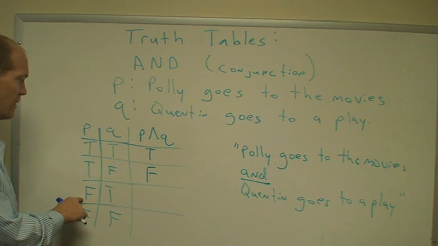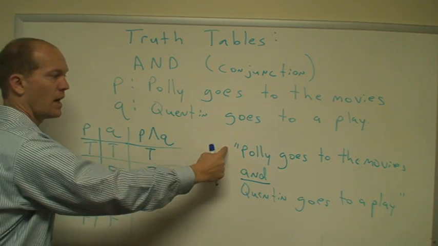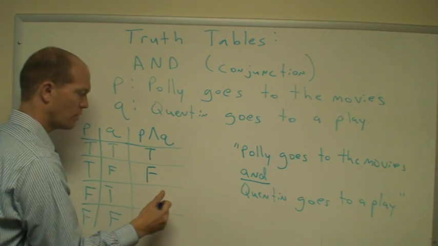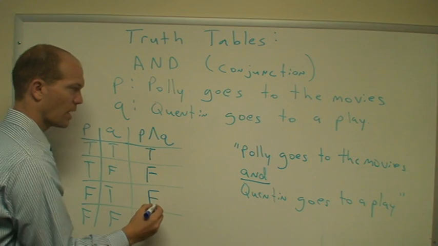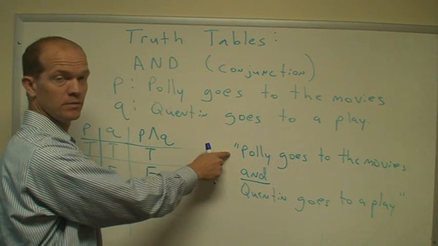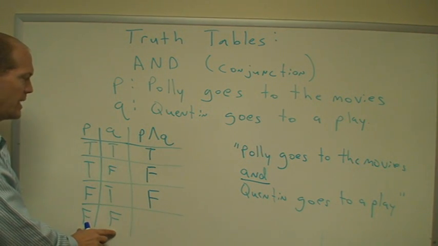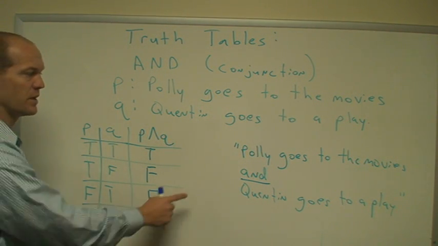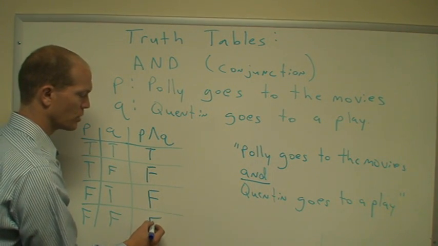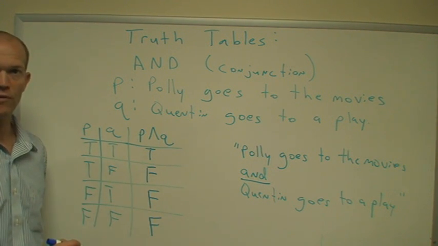For a similar reason, if P is false, I'm going to consider this and statement, this conjunction, false. I would not consider Polly goes to the movies and Quentin goes to a play to be true if Polly, in fact, did not go to the movies. In the last case, where both P and Q are false, for a similar reason, I'm going to consider this overall statement false because any of the individual parts were false. And this is the standard truth table for P and Q.